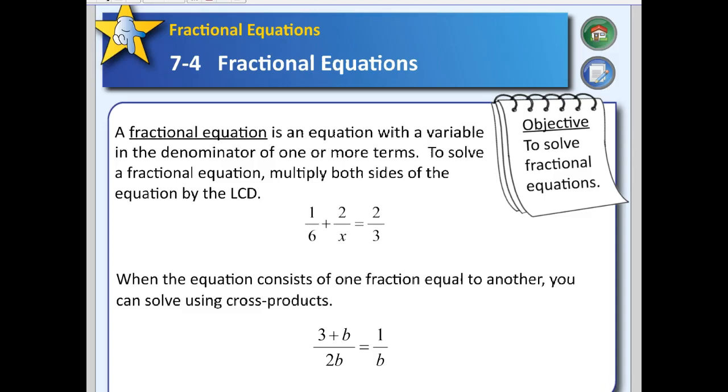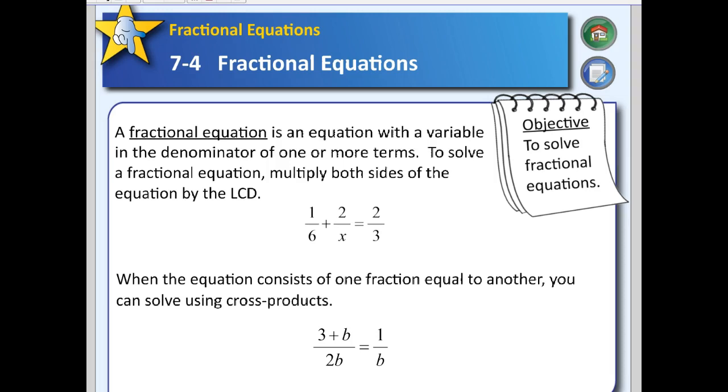All right, ladies and gentlemen, today we're going to look at section 7.4 in our book. If you look, it's entitled Fractional Equations. Now, there's that word fraction again. Remember, we're in chapter 7. Chapter 7 is showing us how to apply fractions. And so let's look at what it says our definition is.